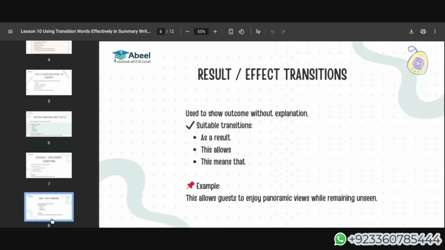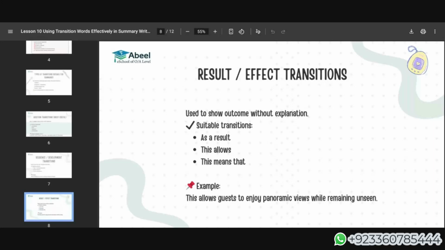Then we have result and effect transitions, used to show outcome without explanation, because we don't need explanation in summary. So you just have to give a point and you have to give the result of it. अगर आप किसी चीज की बहुत तारीफ कर रहे हैं, benefit बता रहे हैं, या मे बी अगर एक चीज पे बहुत ज्यादा emphasize करें, you have to give the result, you have to give the effect of it कि अगर ये करेंगे तो इसका effect ये होगा, इसका result ये होगा, इसका consequence ये होगा. How? So some examples are, as a result, this allows, this means.